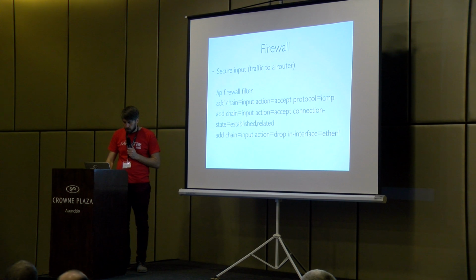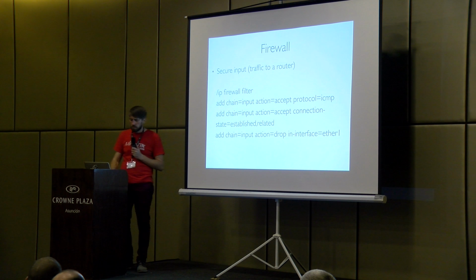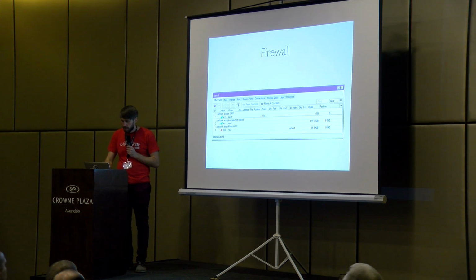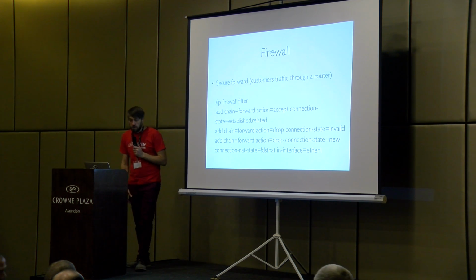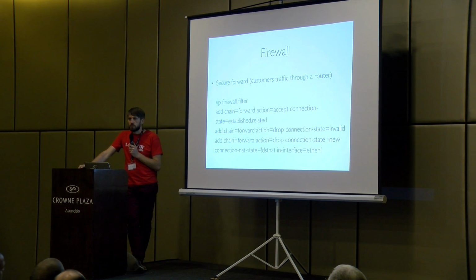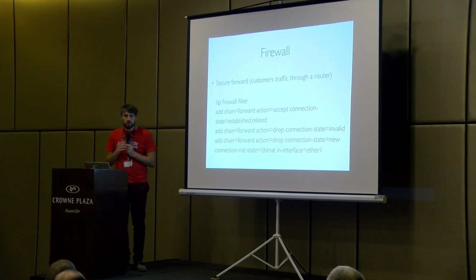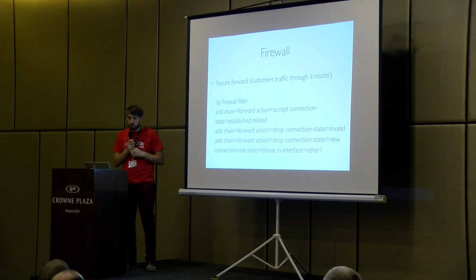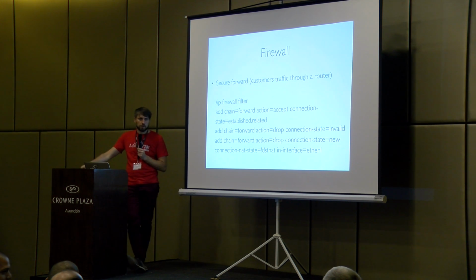So this is how it looks in Winbox, and these are the commands. The presentation will be available after a month, so you will be able to get all the commands and evaluate them for your device. Then we have chain forward. Chain forward is the place where you filter clients' packets, and the same as for input, we suggest using established and related on the top, so it will make your firewall work with new packets only.